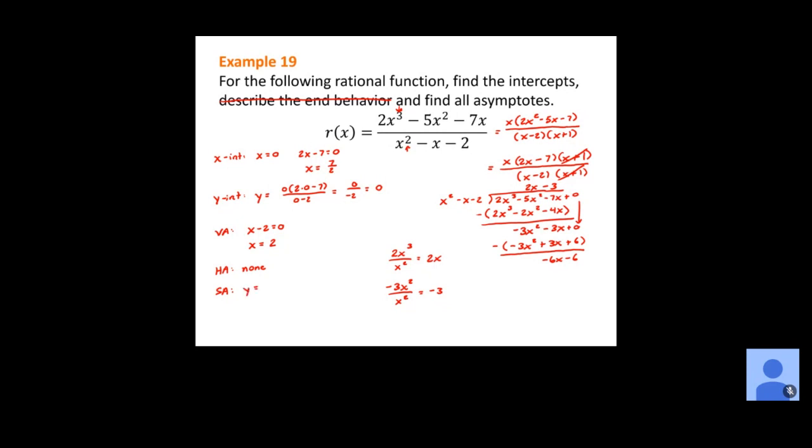Perfect. So y equals whatever the quotient was. In this case, that's 2x minus 3. We ignore the remainder completely, right? So all we care about is the quotient here. That's going to give us our slant. Any questions on that one now?